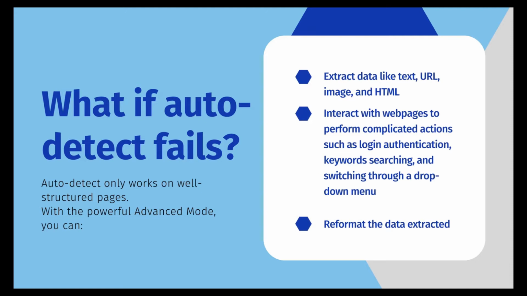Octoparse's advanced mode can truly uncover a world of possibilities for you to scrape information from nearly any web pages. With advanced mode, you can extract data like text, URL, image URLs, and HTML codes. Or you can interact with web pages to perform complicated actions such as login authorization, keyword searching, and switching through a drop down menu. Advanced mode is quite flexible to let you adjust your workflow and reformat the data. Okay, now let's get started.